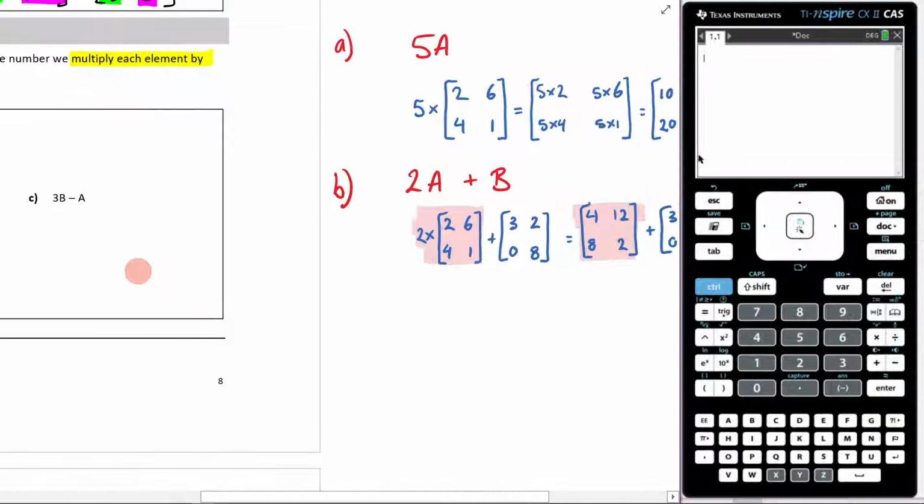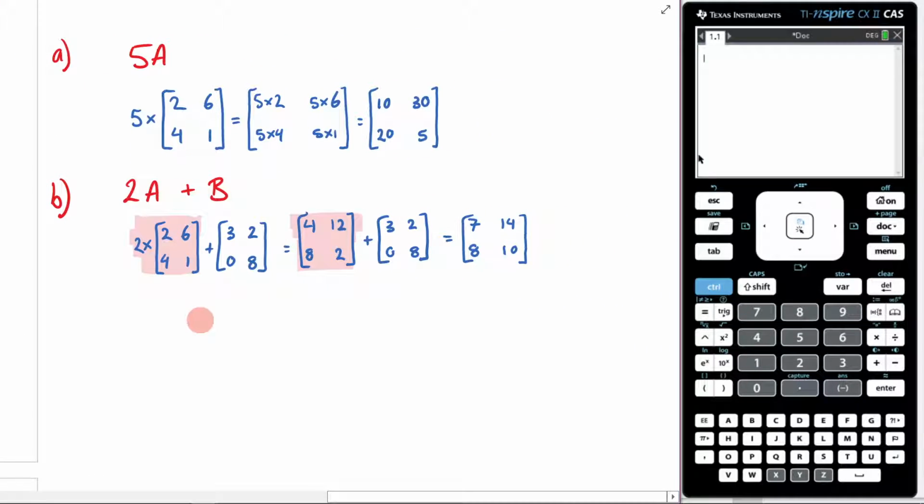So let's just come over here for a second and just look at it. You don't have to write this down. I just want you looking at the screen. So if I have, for my first question, 5 times A, what does that mean? It means I'm taking 5 and I'm going to multiply each element by 5. So 5 times 2, 5 times 6, 5 times 4, 5 times 1. That's what's happening to each one of them.